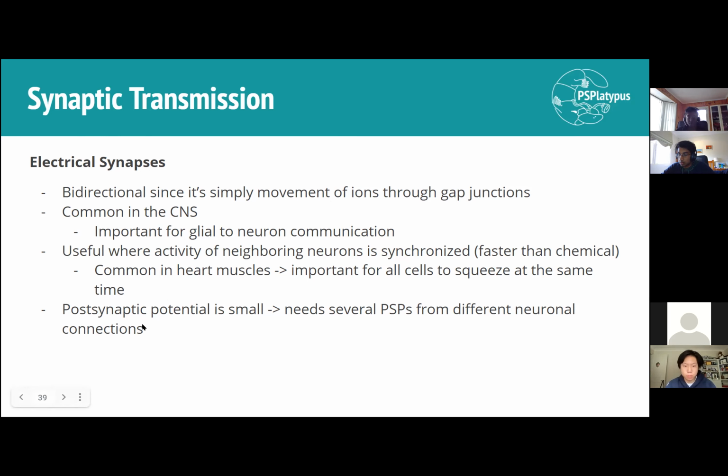And the postsynaptic potential is small. This is because it's just this ion flow that is continued onwards. And sometimes it needs several postsynaptic potentials from different neuronal connections.